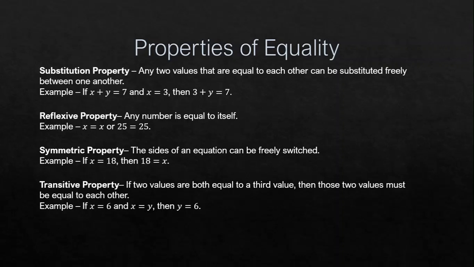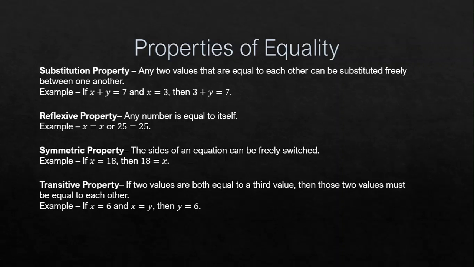And then finally, the last one here is the transitive property. So this is kind of useful if we've got a multi-step equation here or a few different equations. This says that if two values are both equal to a third value, then those two values must also be equal to each other. So as an example here, if we've got x equals 6 and x equals y, then y must be equal to 6.